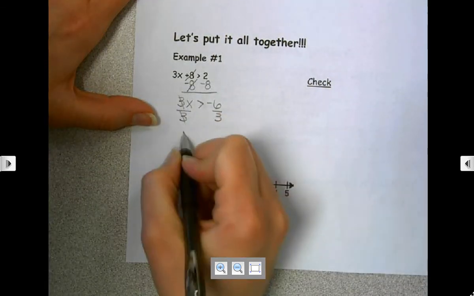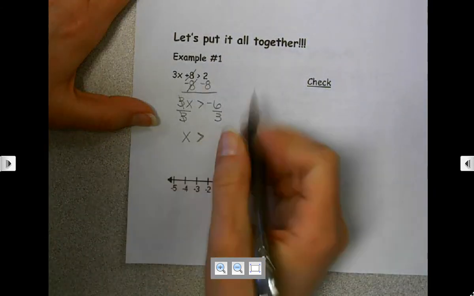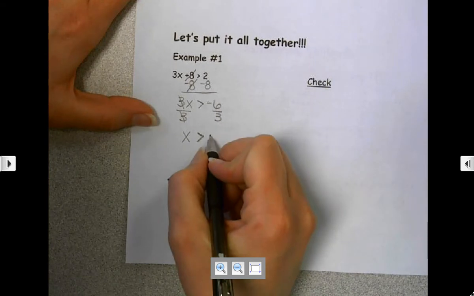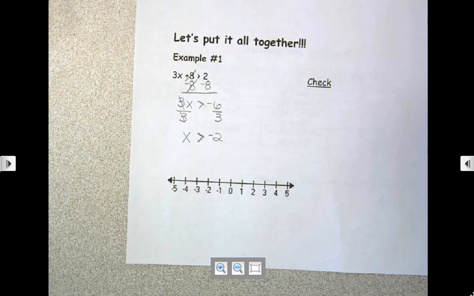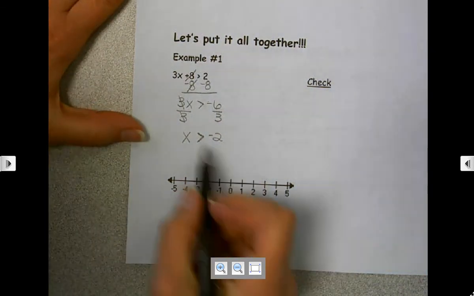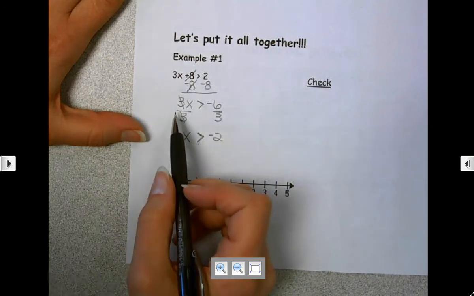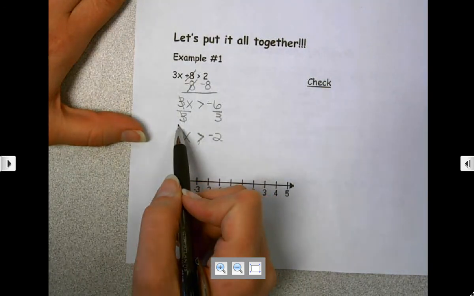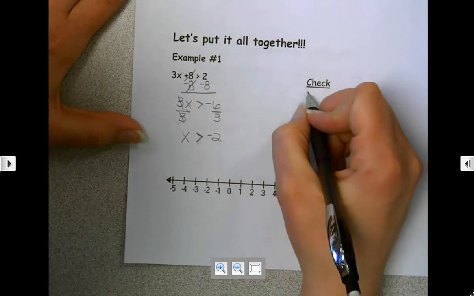3 over 3 cancels, that leaves us with 1x. -6 divided by 3, I'm thinking of the answer already. We preserved the inequality because we did not multiply or divide by a negative number. This is positive, so we preserve. Okay, let's go ahead and check.